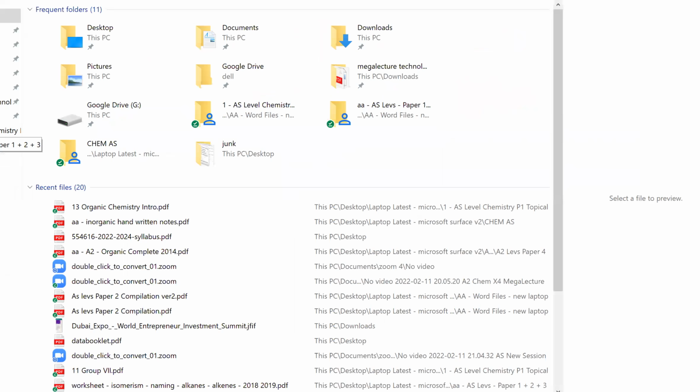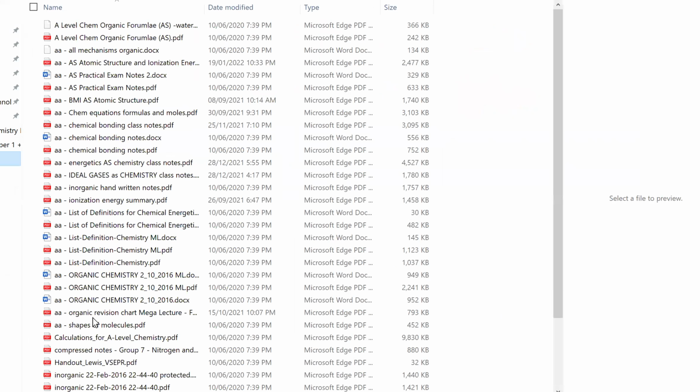If I open the inorganic notes, have I sent these notes to you? No, sir, I don't think you have. I'll try and send these. So inorganic is basically just memorization.